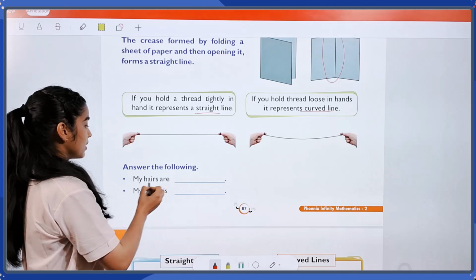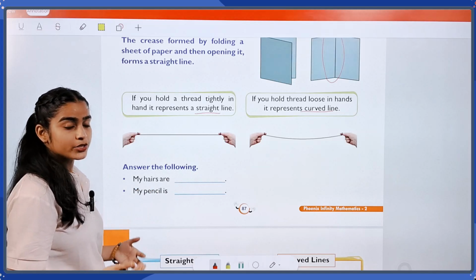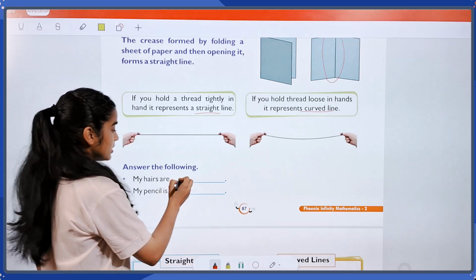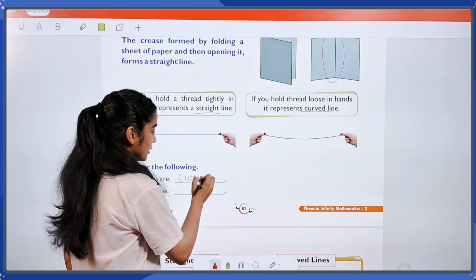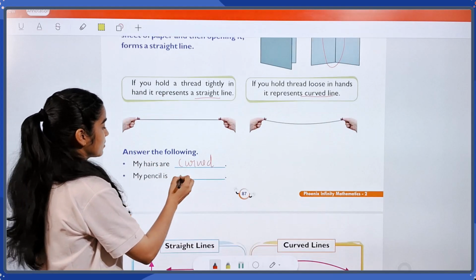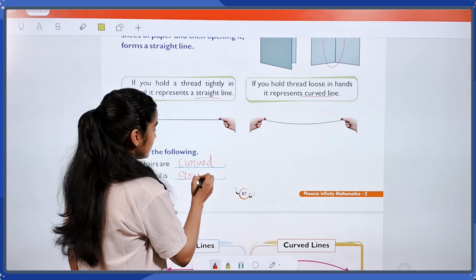Answer the following. Your hair could be straight or curved. It totally depends upon your hair quality. So it's curved; we write here curved, if someone has curly hair. Now my pencil is straight. Your pencil is always erect and straight.